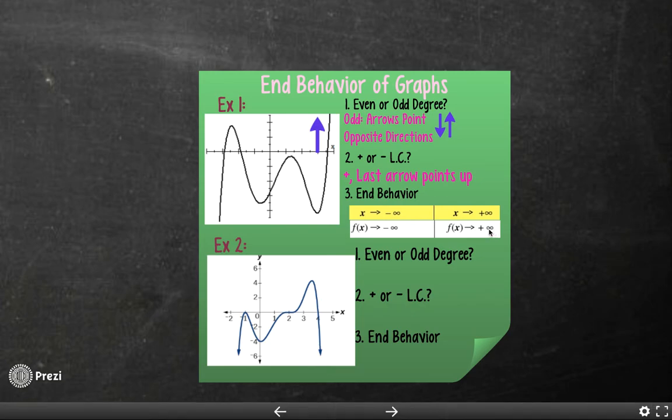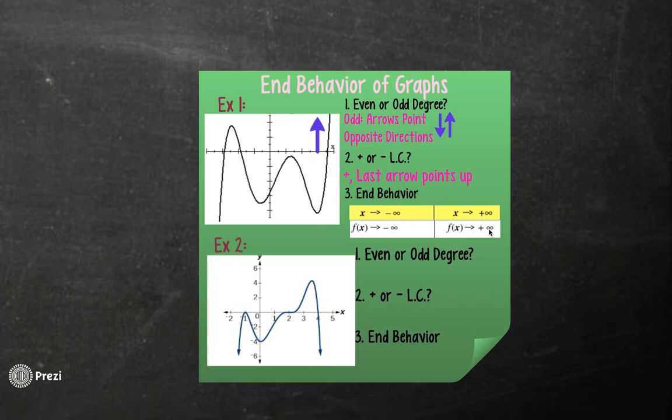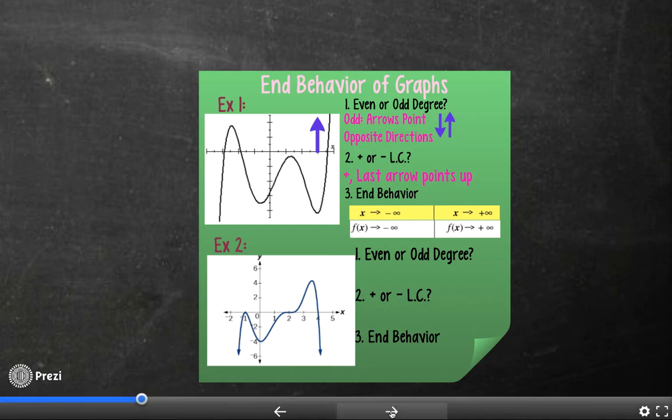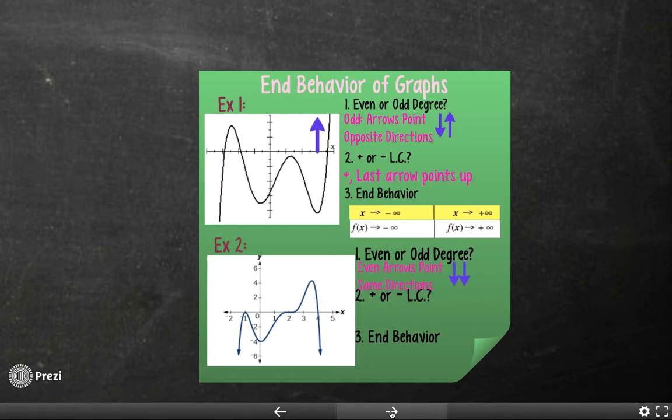Fun times, right? Okay, so if you want to try example 2 on your own, go ahead, pause the video, and see if you get it right. All right, so example 2, even or odd degree. Well, I must look at the arrows to determine this. So since my arrows are both pointing downward, they're both pointing in the same direction, which makes it an even degree. Even degree always points in the same direction. Odd degree points in opposite directions.